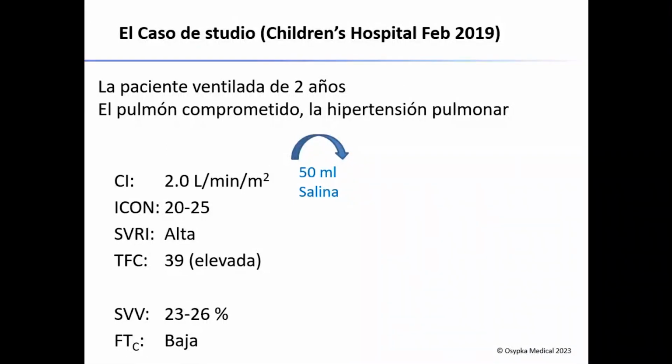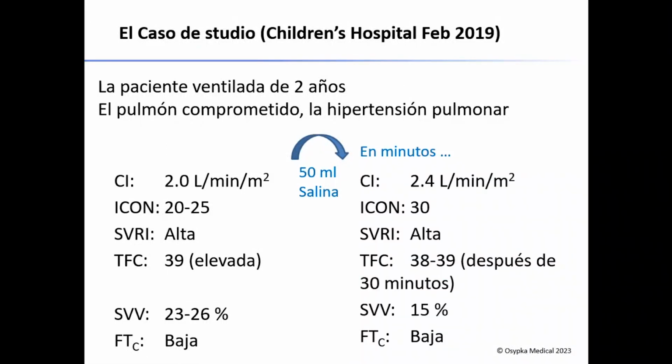Within about 4 minutes, the parameters changed the following way. The cardiac index increased by 20%. The index of contractility increased too, now with more volume in the circulation. The resistance didn't change. Stroke volume variation came down from 25% to about 15%. And corrected flow time did not change within 4 minutes. Now, I think that is quite an improvement of the hemodynamics within 4 minutes.